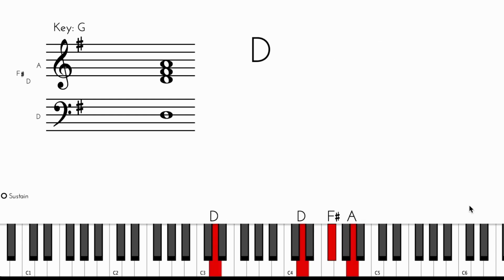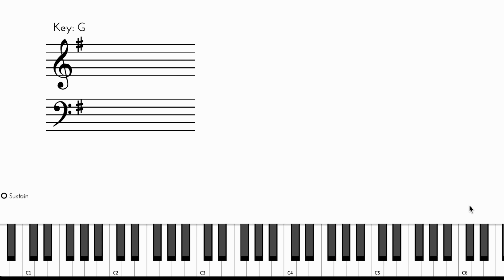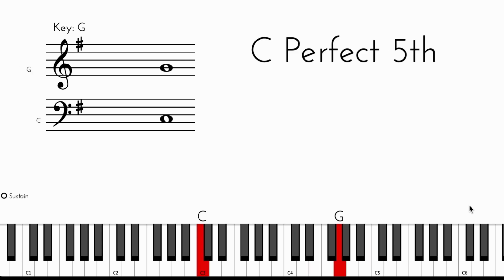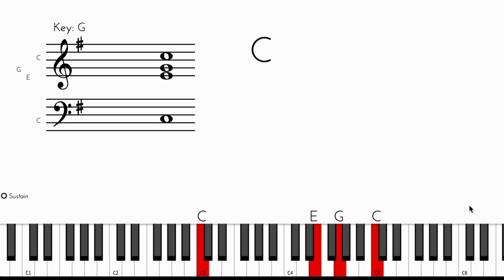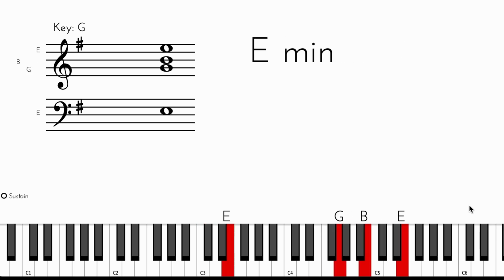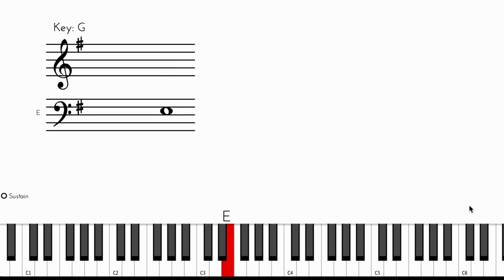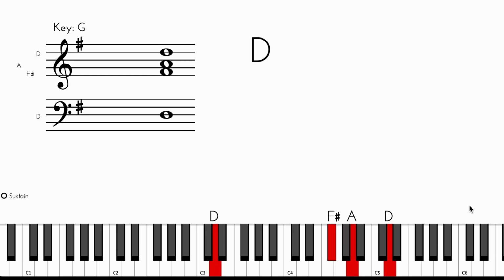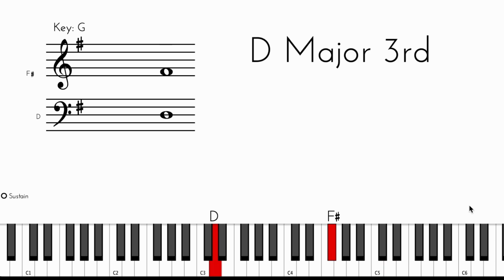Now let's use the first inversions. Yeshua. Let's use the first inversions again, playing the song.